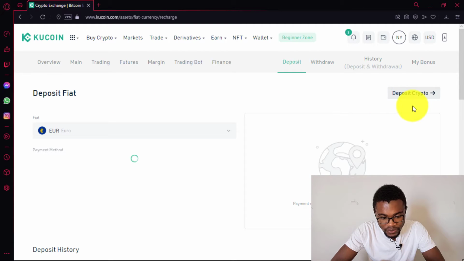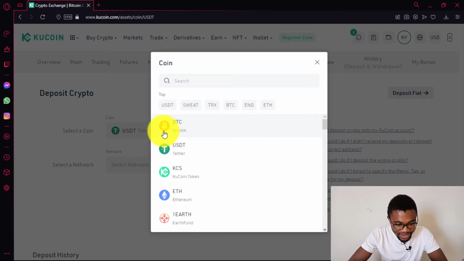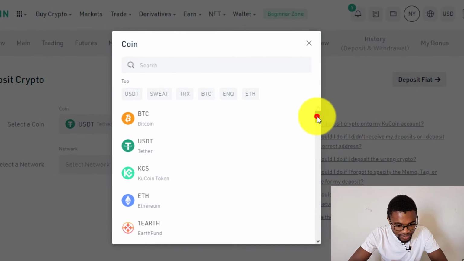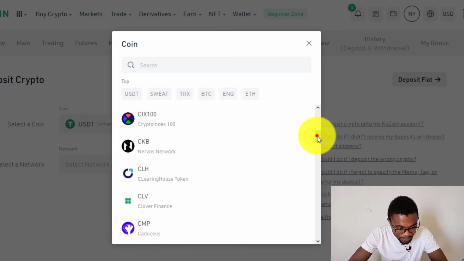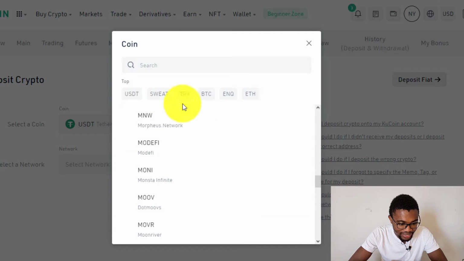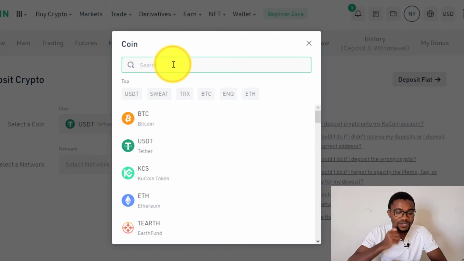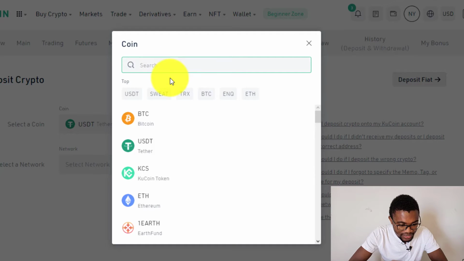Then in here, you need to press on deposit crypto. Here, you just need to select the coin you want to deposit into your Kucoin account. You can see that there are plenty of cryptocurrencies that you can move from other exchanges into your Kucoin account. You can even just come over here and search for the coin you want to transfer into your account. In my case, let's go with USDT.